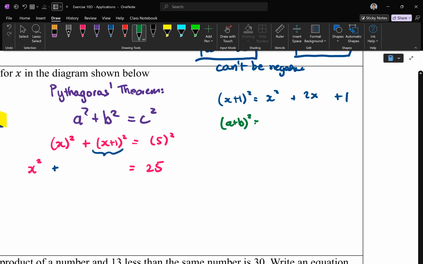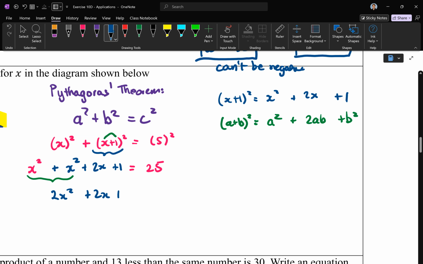A plus b squared is equal to a squared plus 2ab plus b squared, if you remember that. Okay, so it was square the first one, square the last one, and then double whatever a times b is. So x times 1, double that gives you the middle. So if you write it out, it should be square the first one, square the last one, and then x times 1 is x, and then double that, so you get 2x. That's a quick way of expanding. Collect like terms. 2x squared plus 2x plus 1 equals 25.